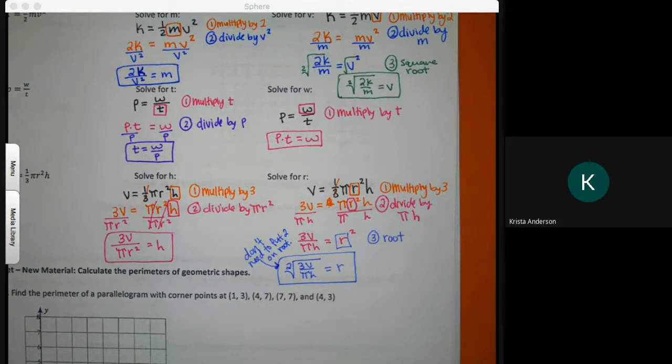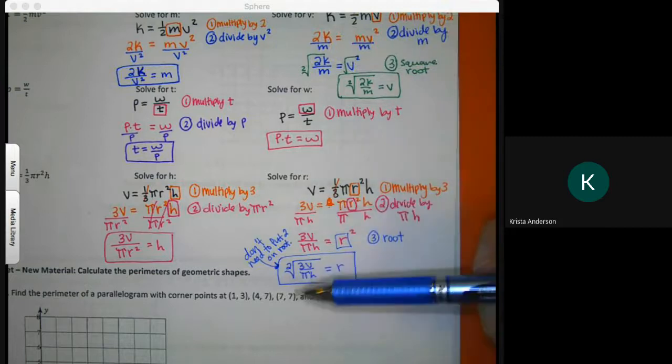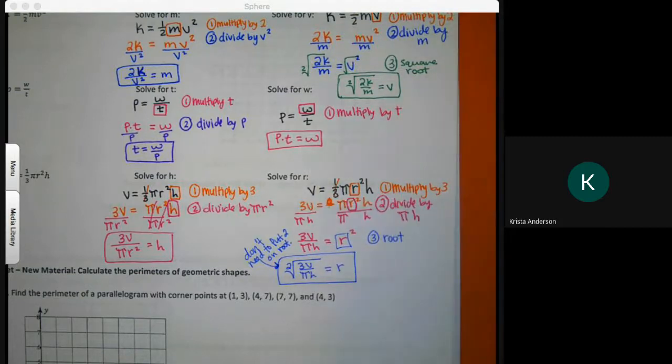What happens if you're doing these on your assignment and it marks it wrong? What could you do? Ask me. Ask me to come over and check your work. We'll look through it and see where the error is.